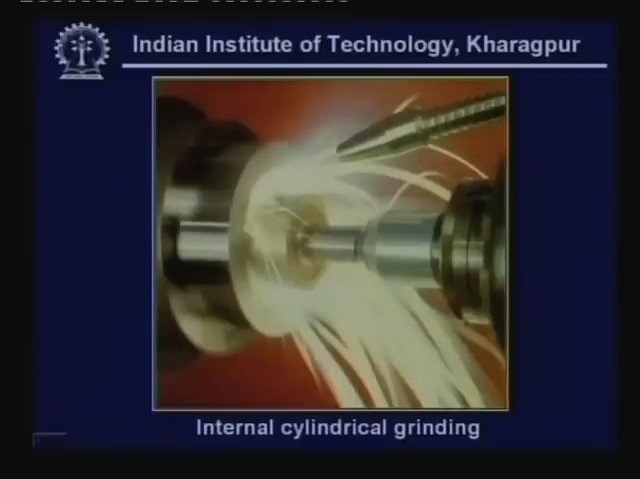We can safely use cubic boron nitride for grinding ferrous group of materials and for grinding ceramic or non-ferrous material, we can have diamond wheel. So, these wheels can provide very long life and efficient operation, good surface integrity, good accuracy on the job. So, this is one internal grinding operation which is taking place in practice.